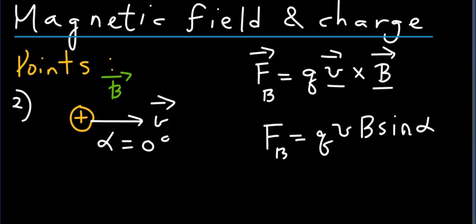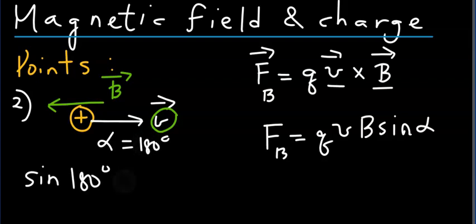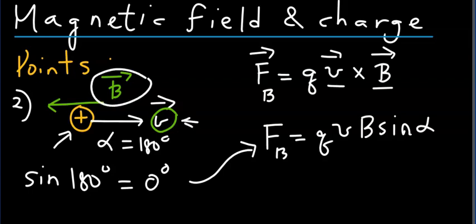Same thing happens if the magnetic field is directed in a direction opposite or anti-parallel to the direction of the velocity vector of that charge. So in this case, the angle is not 0 degrees, but 180 degrees. And since sine 180 degrees is 0, that would make the magnetic force on this charge moving in that way in a magnetic field oriented in that direction 0 as well.